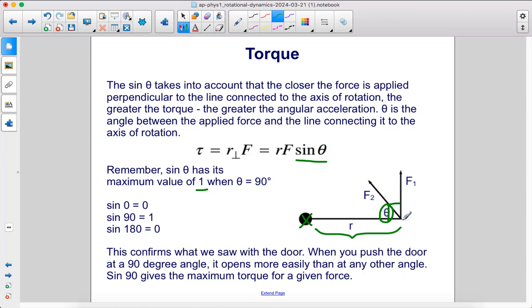So let's say you pushed this way. We could call that maybe a 180-degree angle or a 0-degree angle. Both this way or this way are not going to result in any torque. Whereas pushing this way or this way, 90-degree angle, would give you maximum torque. And this confirms what we saw with the door. When you push the door at a 90-degree angle, it opens more easily than at any other angle. Sine 90 gives the maximum torque for a given force at a given distance.